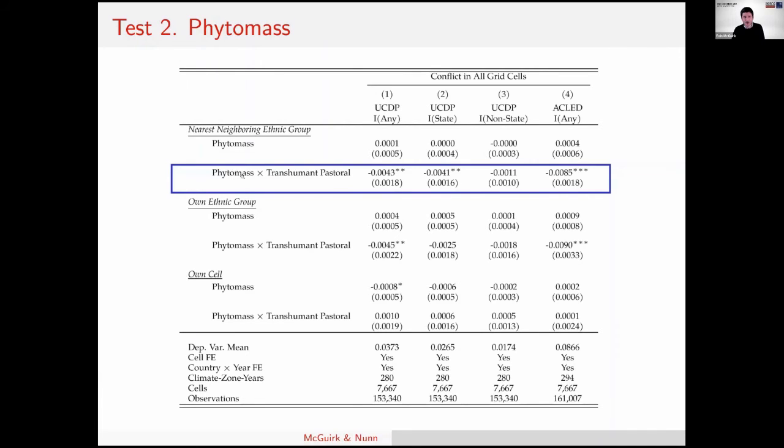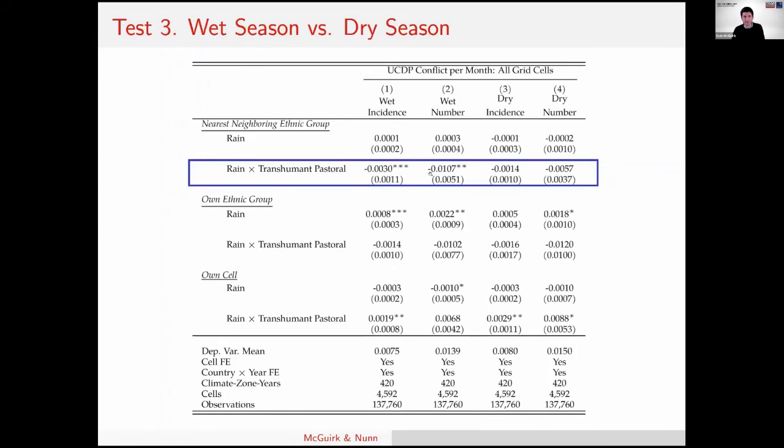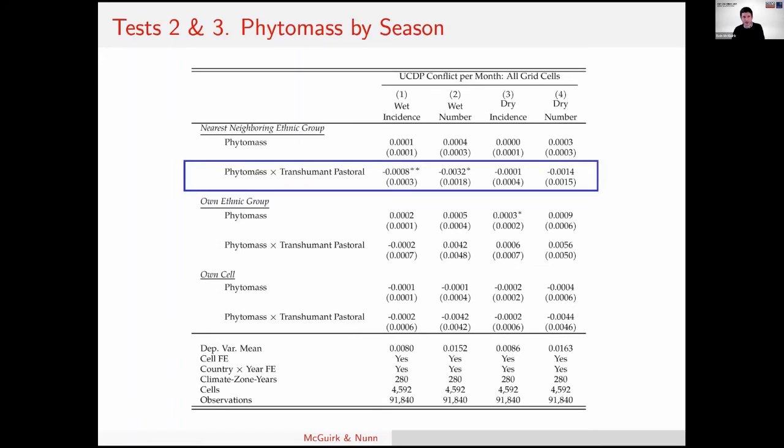Here's our phytomass rather than rainfall. This is satellite data on plant biomass growth that varies over time. We see results that are almost identical to the rainfall results. Here we have wet season conflict in the first 2 columns, dry season conflict in 3 and 4. It's all happening in the wet season before the harvest. Here's combining those two using phytomass and wet season. Again, that's where the effect is concentrated, not in the dry season.